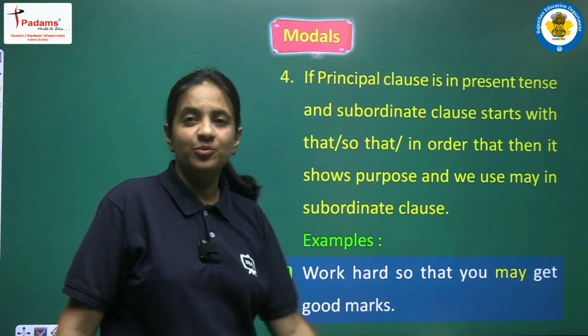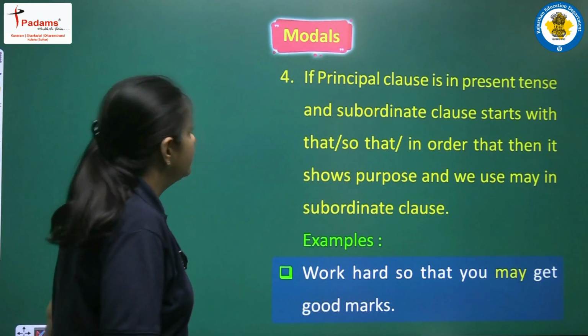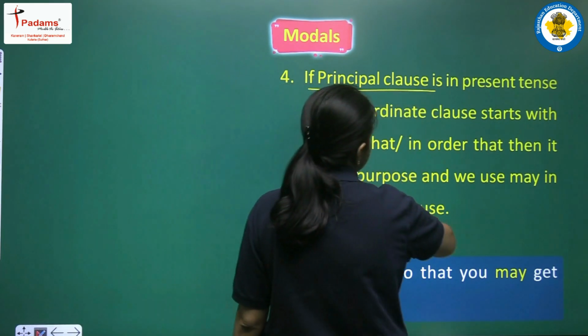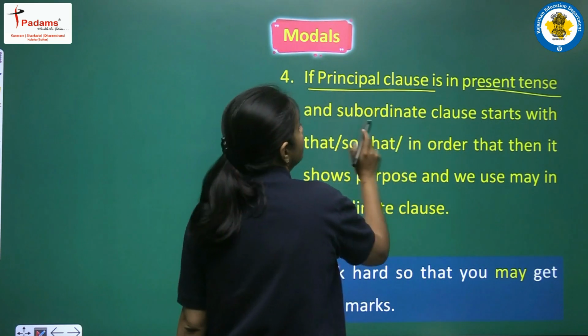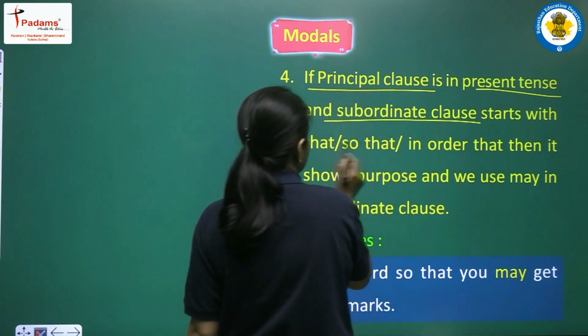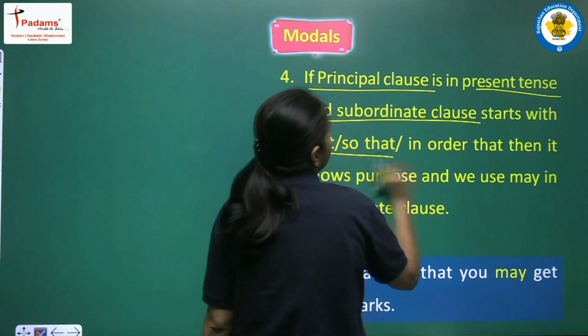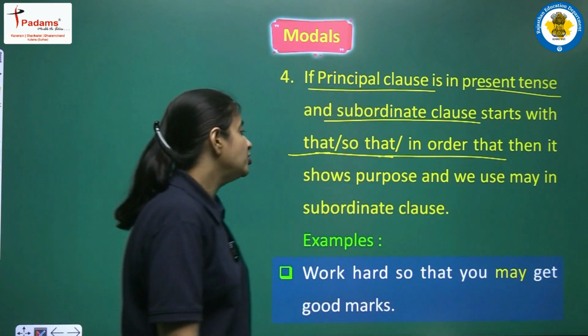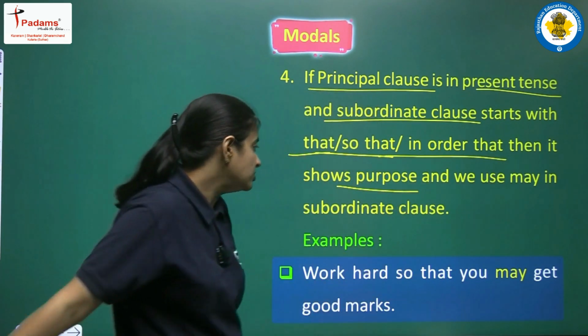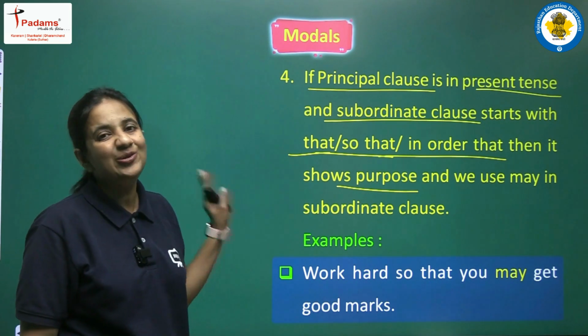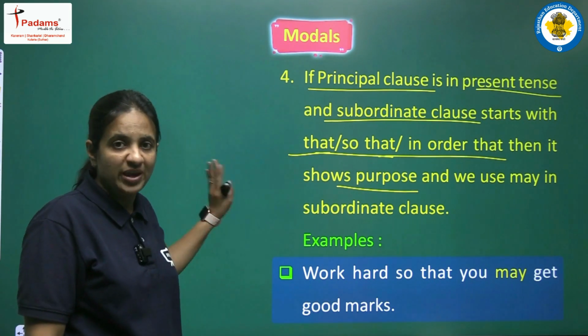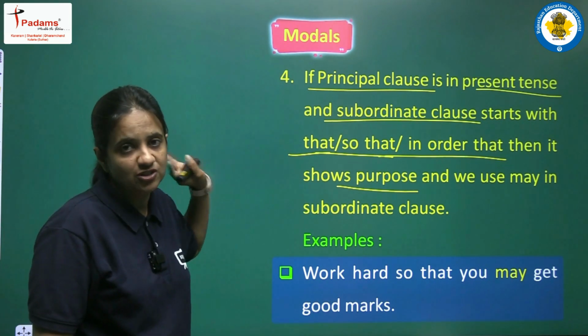Now we are having one more use of may, so let's read. If the principal clause is in present tense and the subordinate clause starts with that, so that, or in order that, then it shows purpose, and we use may in the subordinate clause. So this is another use of may. So let's understand the use first of all.